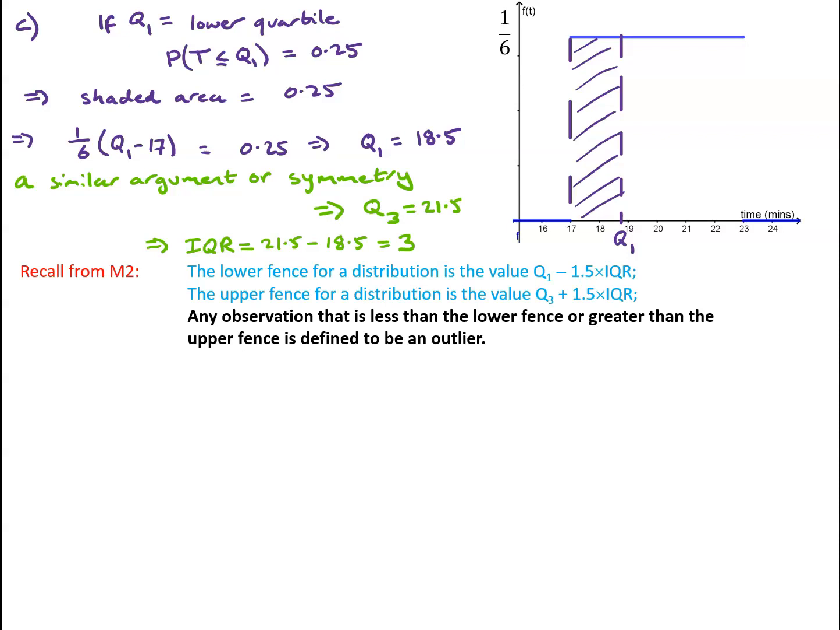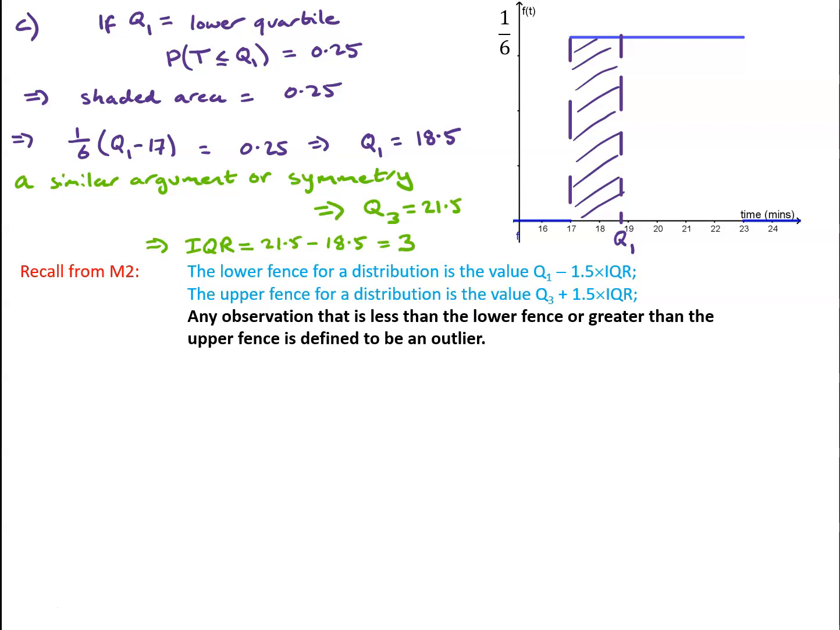Now we need to recall from M2 that the lower fence for a distribution is the value of the lower quartile minus 1.5 times the interquartile range, and the upper fence for a distribution is the value of the upper quartile plus 1.5 times the interquartile range. And then any observation that is less than the lower fence or greater than the upper fence is defined to be an outlier.